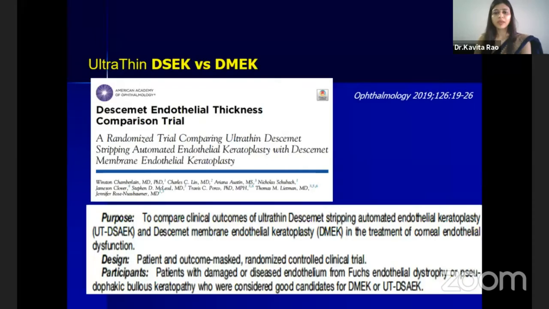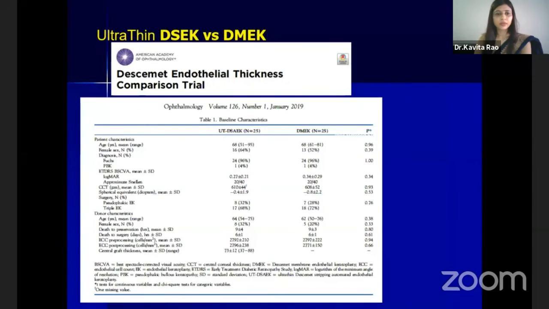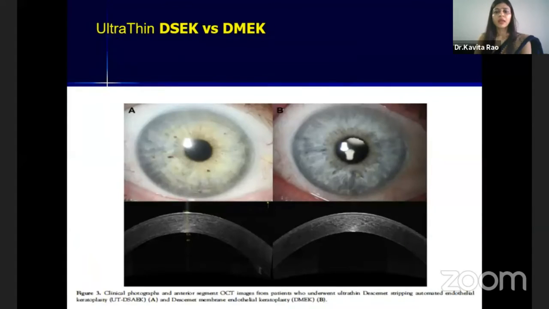Now, this is a prospective study. It is a randomized control trial where, if you look at both the groups, ultra-thin DSEC and DMEC, they have matched them very well in terms of age, in terms of diagnosis, in terms of the donor tissue that has been used. If you see, there is not so much of a difference. And these are the post-operative pictures of ultra-thin DSEC versus your DMEC.